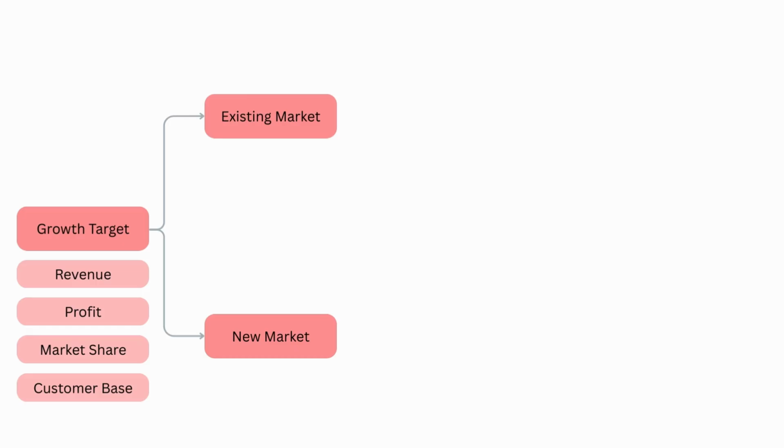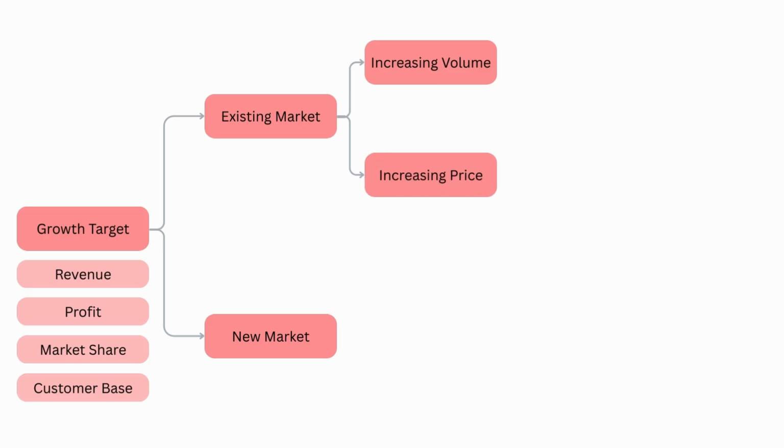Let's begin with the first path, growing within the existing market. Here, there are only two fundamental levers. First is increasing the volume, and second is increasing the price. Let's break these down. Increasing volume. This simply means increasing how much the customer buys, and the volume itself has three sublevers.